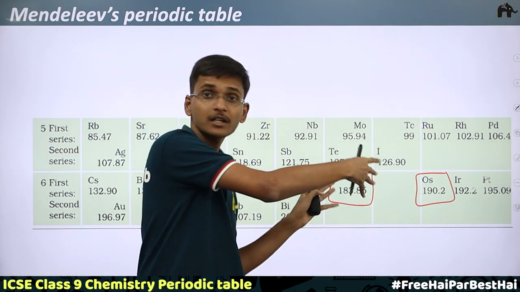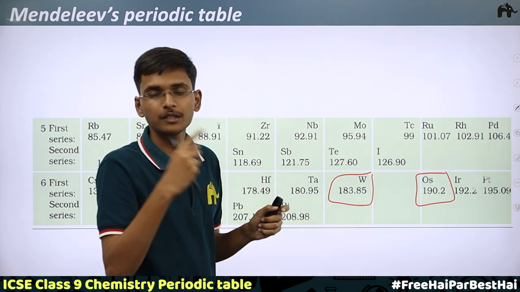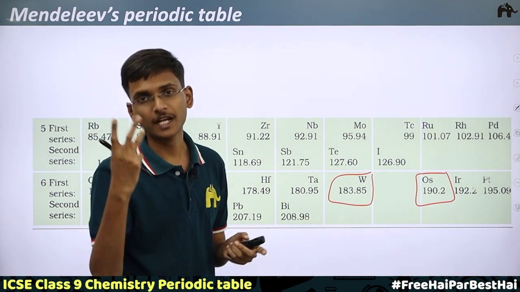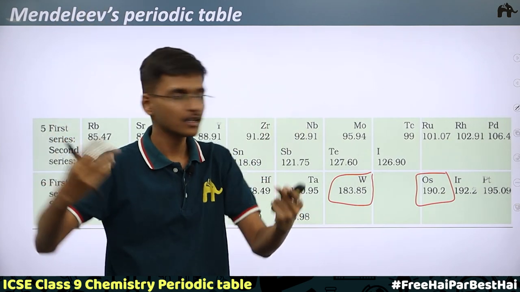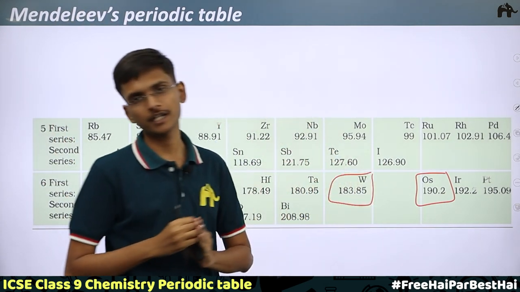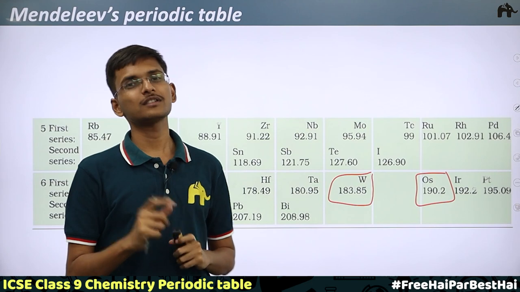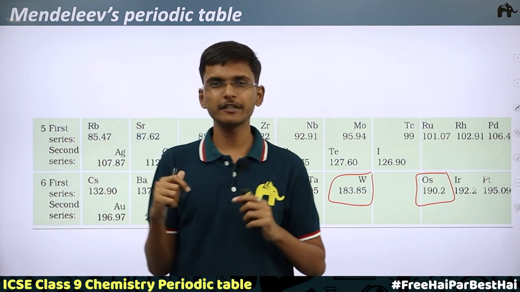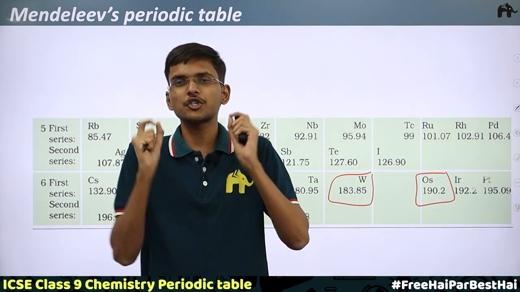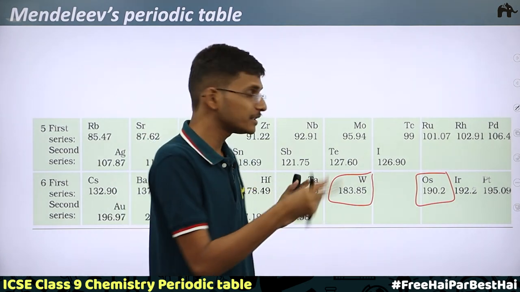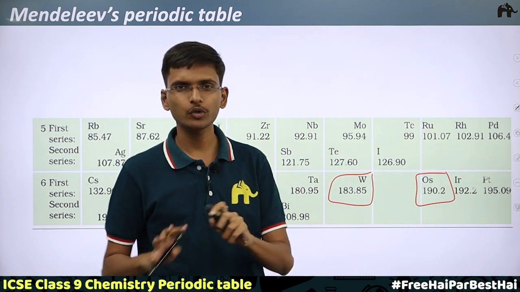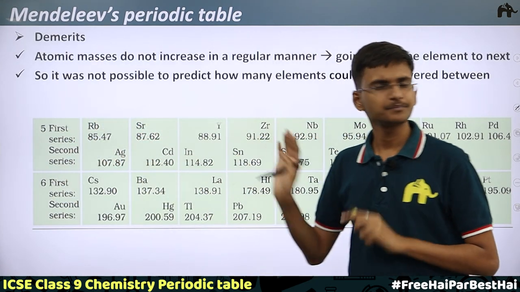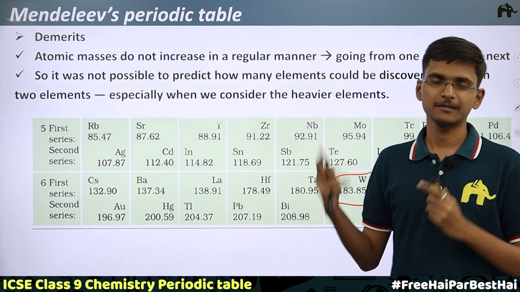Because the gap is about 7 atomic masses, there can be not only one, but two, three, or maybe even four elements which could be discovered later and placed between these two heavier elements. So that was the ambiguity in Mendeleev's periodic table. We cannot tell with surety how many elements could be discovered later which can be placed between these two heavier elements. So this was the last demerit, and that's it.